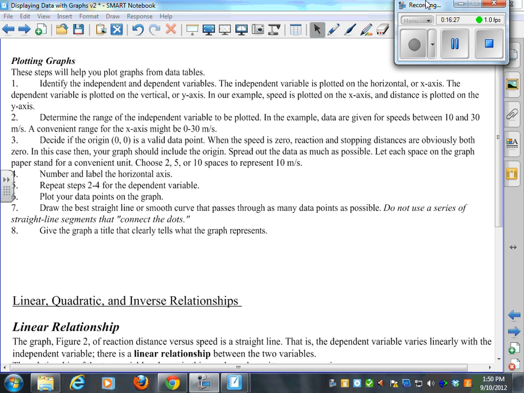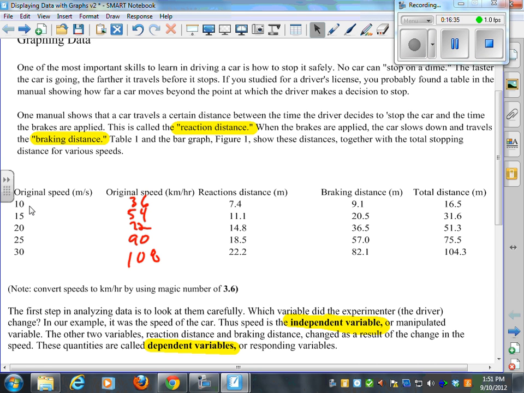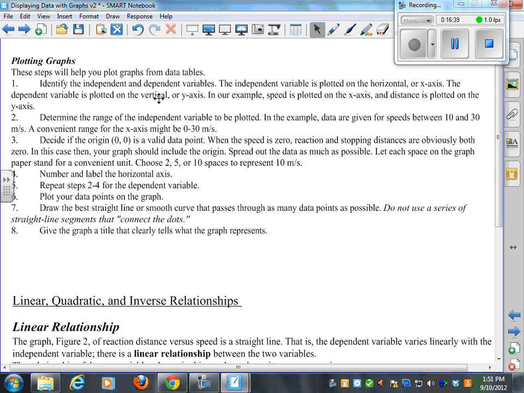Okay. So determine the range of the independent variable plotted. In our example, data are given for speeds between 10 and 30. If I go back to my data, what's my first speed? 10. What's my top speed? 30. I got to make a graph between 10 and 30. Now, should I include 0? Yeah. How come not?